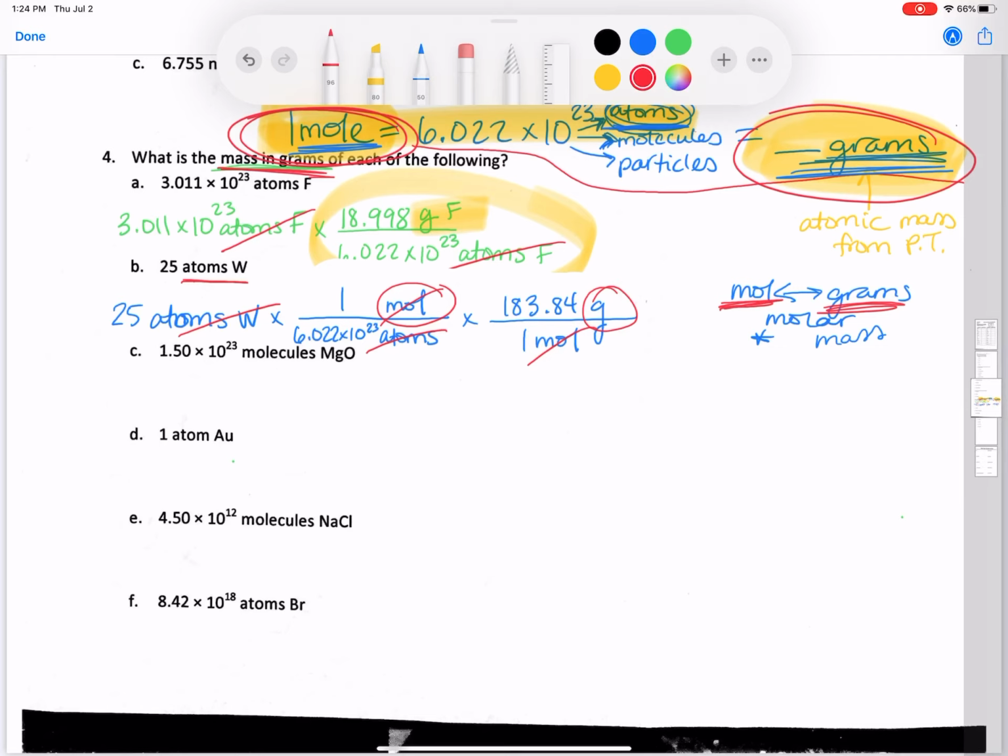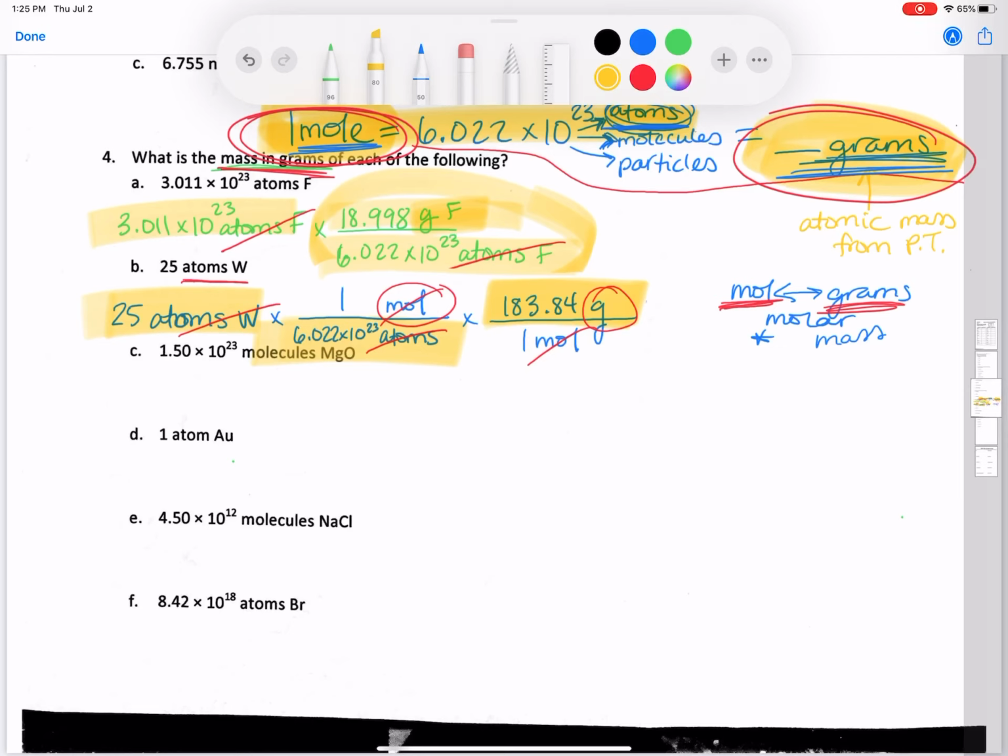Remember in your calculator, whenever you have a 1, a numerator means multiplication, the denominator means division. So if you have a 1, you can skip it. So if you were to go to your calculator, you would say 25 divided by, because it's in the denominator, and make sure you do open parentheses, 6.022 times 10 to the 23rd, close parentheses, and then times 183.84. Looking back at question A, you had a value in both the numerator and the denominator. So what you would need to do here is open parentheses, 3.011 times 10 to the 23rd, and then times 18.998, and then divided by open parentheses, 6.022 times 10 to the 23rd, close parentheses.